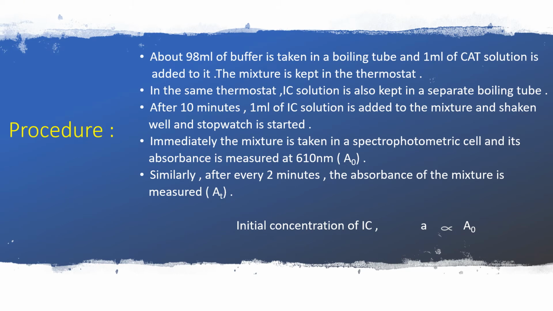Now let us move on to the procedure for this method, that means how to do this experiment. So first of all, we are taking 98 ml of buffer in a boiling tube and 1 ml of CAT solution is added to it and the mixture is kept in the thermostat. And in the same thermostat, IC solution is also kept in a separate boiling tube.